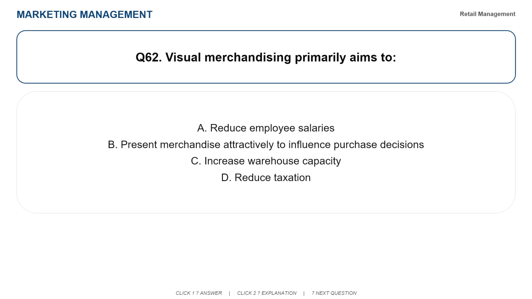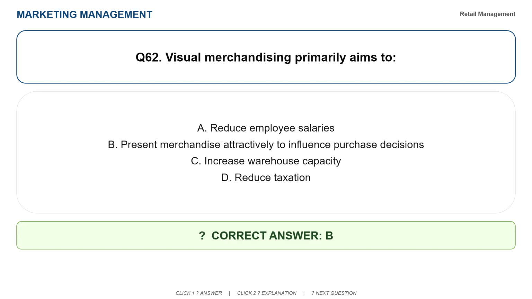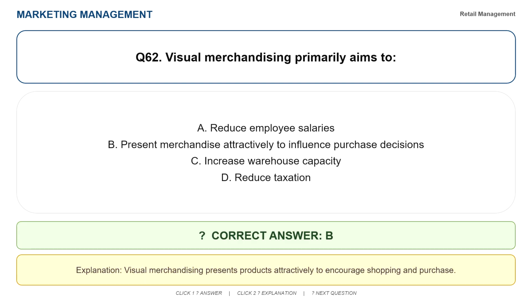Question 62. Visual merchandising primarily aims to Option A, reduce employee salaries. Option B, present merchandise attractively to influence purchase decisions. Option C, increase warehouse capacity. Option D, reduce taxation. The correct answer is B. Explanation. Visual merchandising presents products attractively to encourage shopping and purchase.